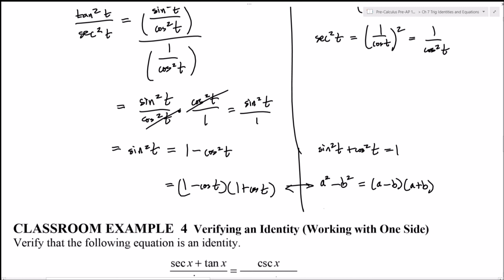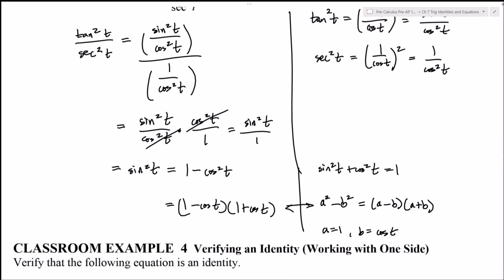So in this case, we took a to equal 1 and b equal to cosine t. So that way, if you took a squared minus b squared, you get exactly 1 minus cosine squared, like what we started out with. And then if you plug it into the right-hand side, a minus b, a plus b is exactly 1 minus cosine, 1 plus cosine. And that's it for this particular example, number 3.